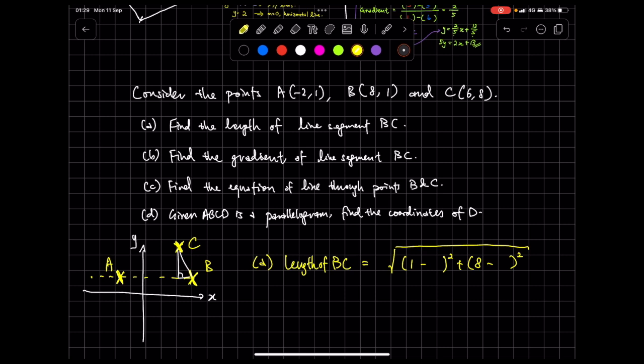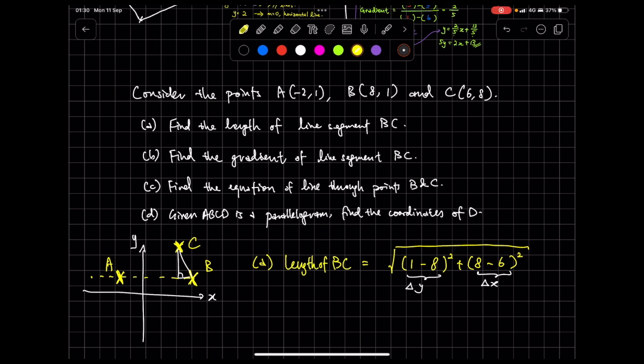I must remember that this is y and this is x. So maybe I write down here, this is y, this is x. Actually, if I want to make it a bit nicer, this is delta y, delta x. The triangle symbol is delta. It just means change in y, change in x. So y1 minus y2, x1 minus x2. Change in y is 1 minus the other y value, which is 8. Change in x is 8 minus 6.